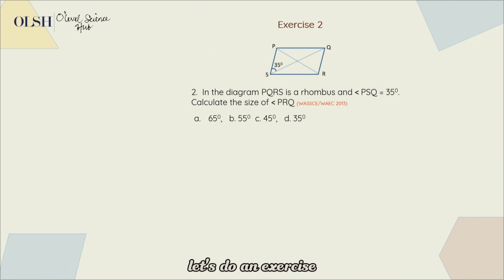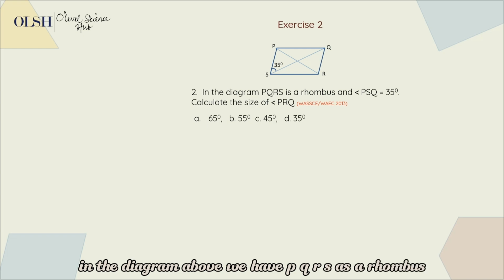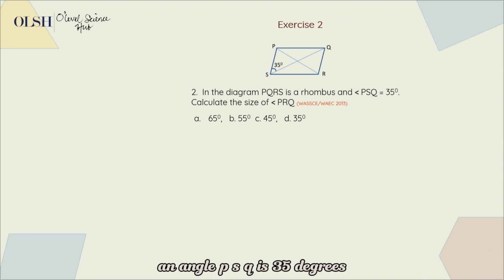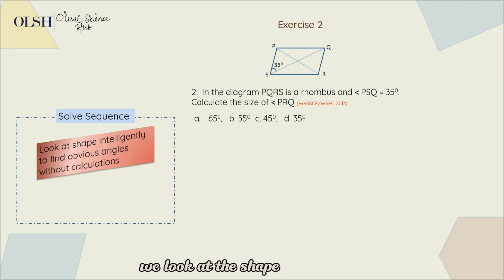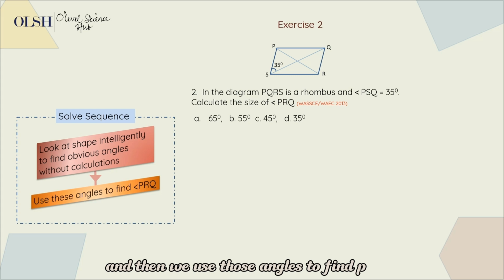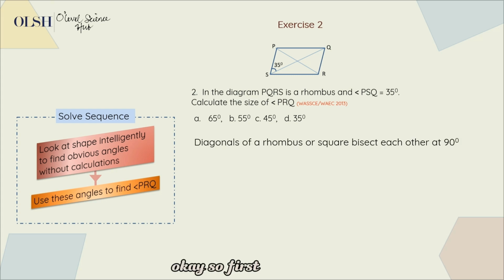Let's do an exercise. In the diagram above, we have PQRS as a rhombus, and angle PSQ is 35 degrees. We're asked to calculate the size of angle PRQ. So the first thing we do, we look at the shape intelligently to find obvious angles we can without calculations, and then we use those angles to find PRQ. Okay, so first on our list we have that the diagonals of a rhombus or a square bisect each other. Okay, remember we talked about that for parallelograms, and of course this is one of them.